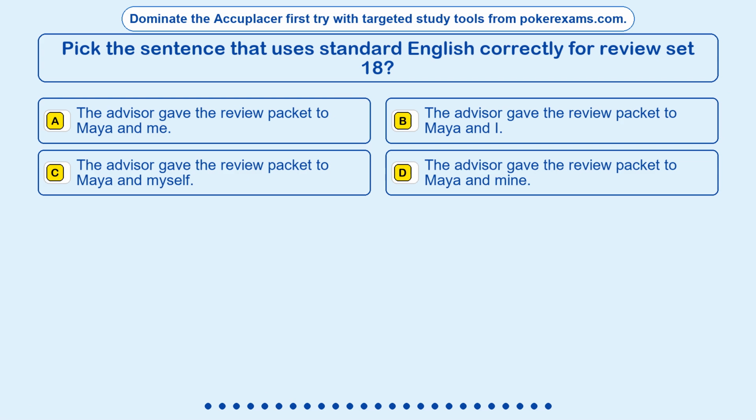Question 20. Pick the sentence that uses standard English correctly for review set 18. Option A. The advisor gave the review packet to Maya and me. Option B. The advisor gave the review packet to Maya and I. Option C. The advisor gave the review packet to Maya and myself. Option D. The advisor gave the review packet to Maya and mine.